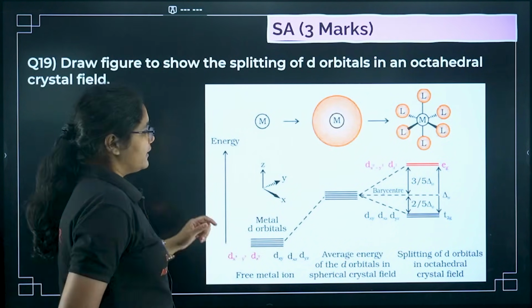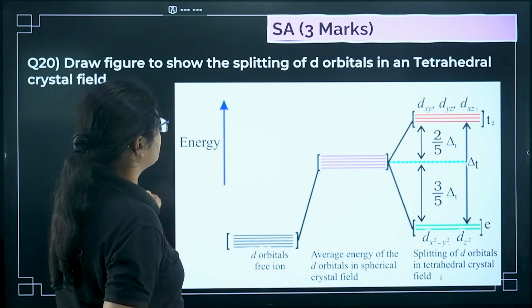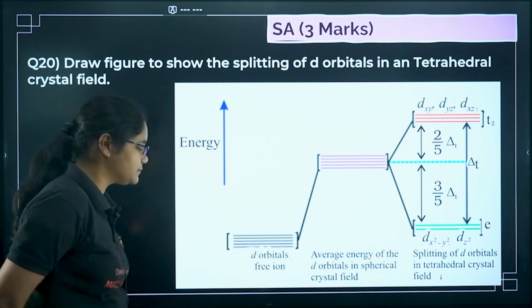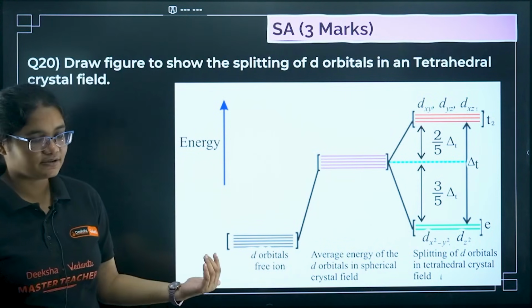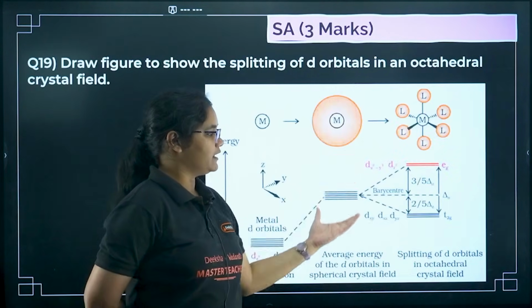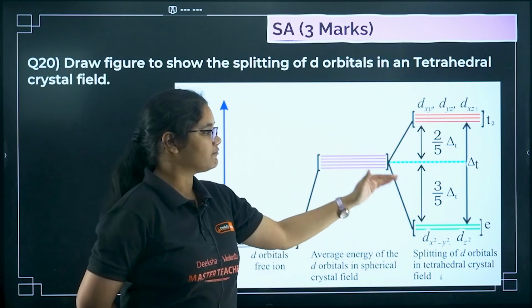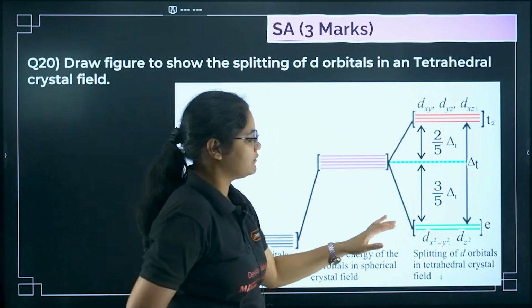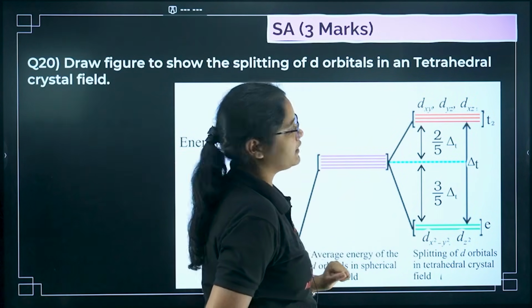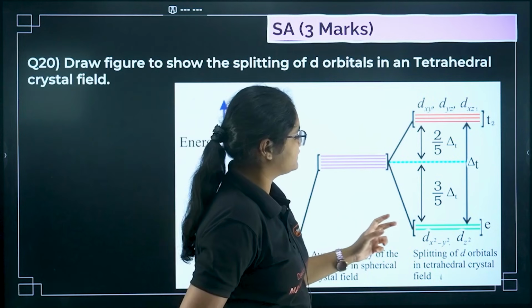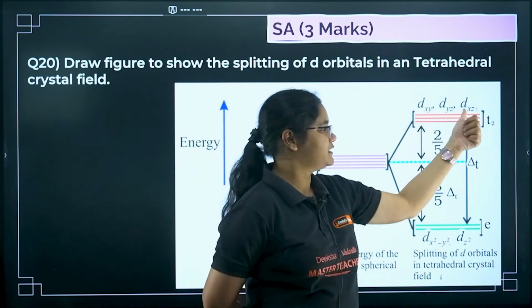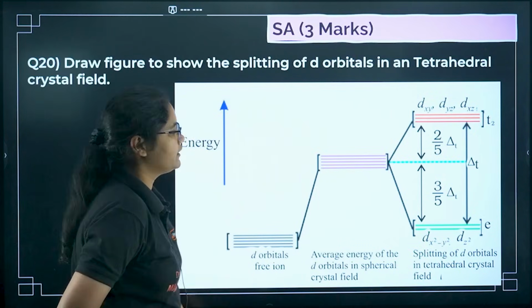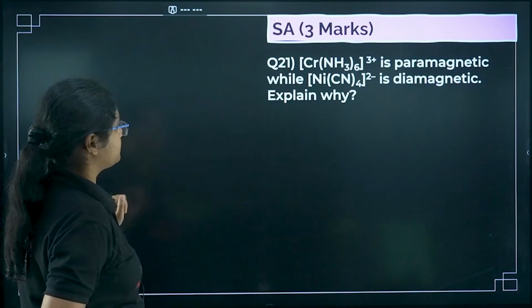Next, we'll talk about the tetrahedral crystal field splitting. So here also we first have all the 5 d orbitals with the same energy. Now in the spherical field their energy increases, and after that it splits into 2 parts. Here we have e and here we have t2. Here we have dz square and dx square minus y square, and here we have dxy, dyz and dzx. Clear?